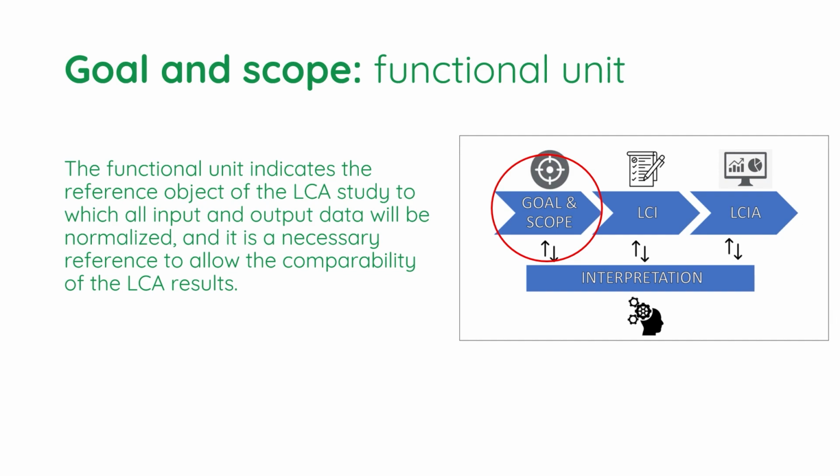The second one is the functional unit, always part of the goal and scope. What's the functional unit? The functional unit essentially indicates the reference object of the LCA study, to which all input and output data will be normalized, and it is a necessary reference to allow the comparability of LCA results.